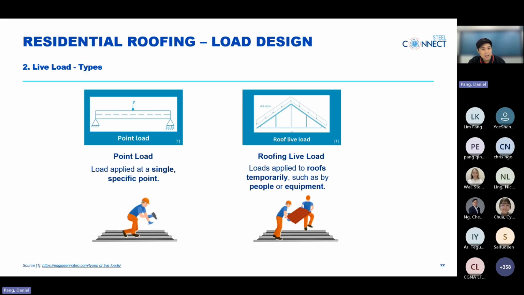Whereas on the second part, roofing live load, this is where human traffic or equipment mobilization on the roof. This is getting more common because with the integration of photovoltaic panels on the roof, maintenance at the roof are much more frequent nowadays. When maintenance are needed, there will be a risk of safety when someone goes on top.